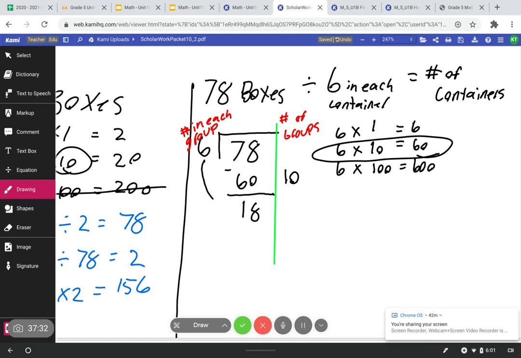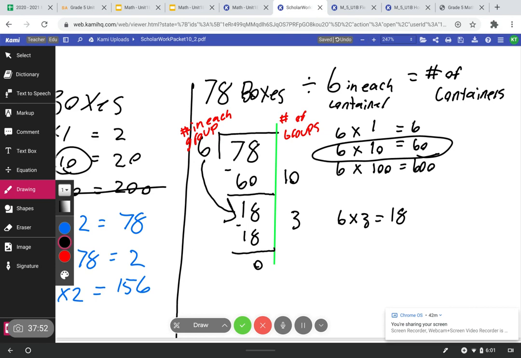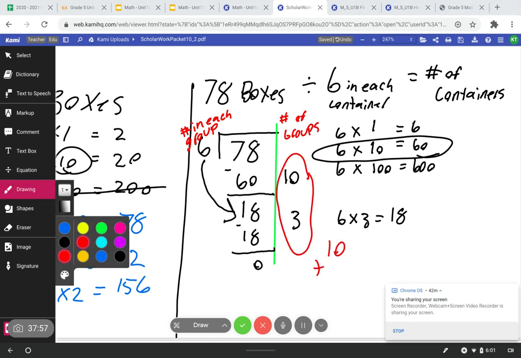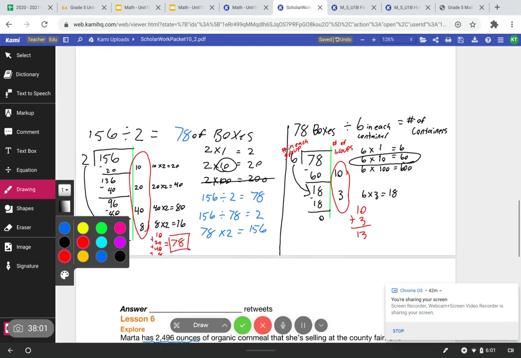So now I'm asking myself, how many times does 6 go into 18? 6 times 3 equals 18. So I'm going to do 3 more containers. Now, I'm going to take away 18, and that leaves me with 0. So the total number of containers is going to be 10 plus 3, and that's 13. 13 containers.